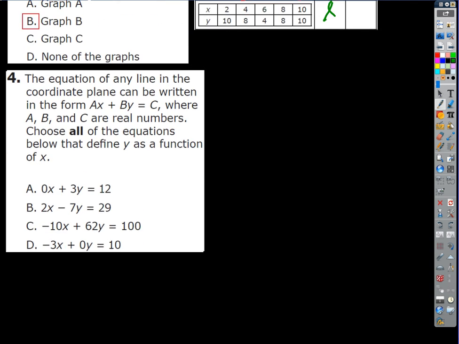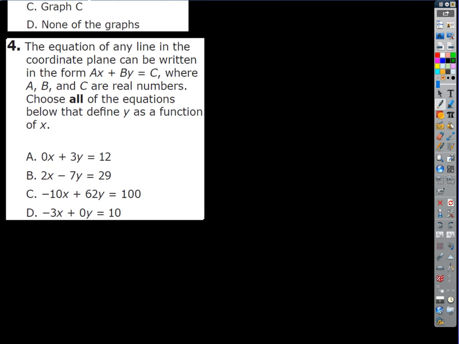Okay, what about this one down here? The equation of any line in the coordinate plane can be written in the form ax plus by equals c, where a, b, and c are real numbers. Choose all of the equations below that define y as a function of x. Okay, one of those doesn't work. Which one doesn't work? 0x is okay, because if I read this one, that goes away, but I still get 3y equals 12, right? So that one's okay. The 0y is the problem, right?